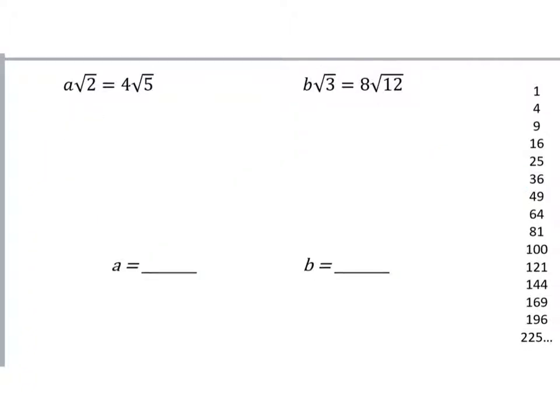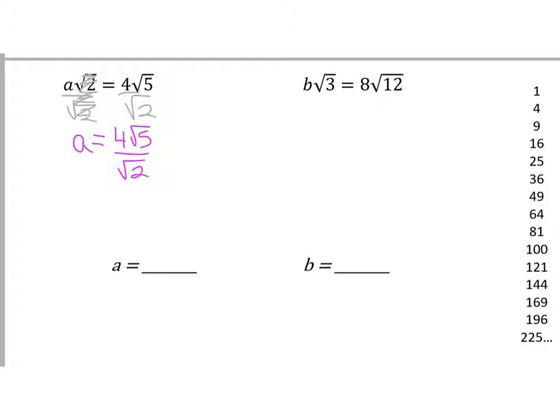Two more. All right, a square root of 2 equals 4 square root of 5. How do I get a by itself? Divide by square root of 2. So my square root of 2's cancel on the left-hand side. On the right-hand side, I get a equals 4 square roots of 5 over the square root of 2.